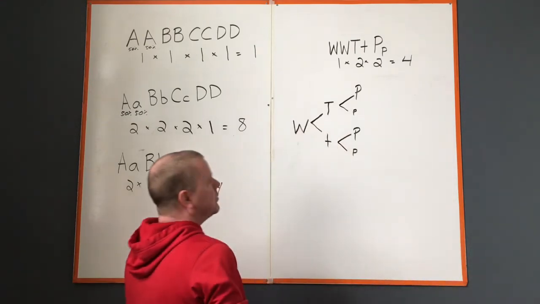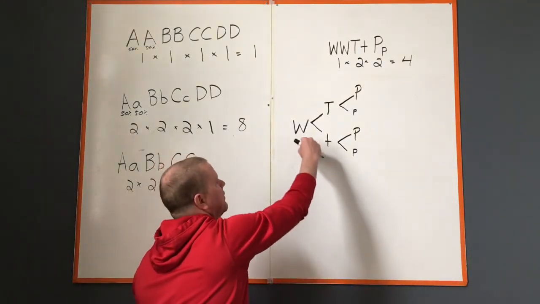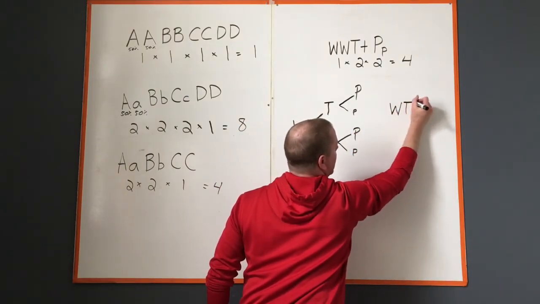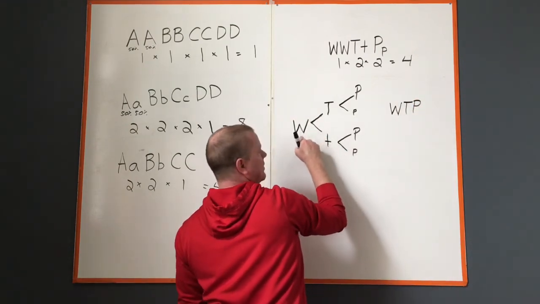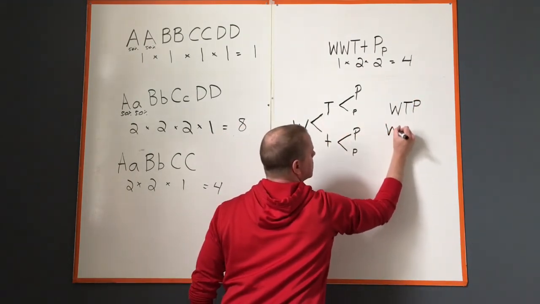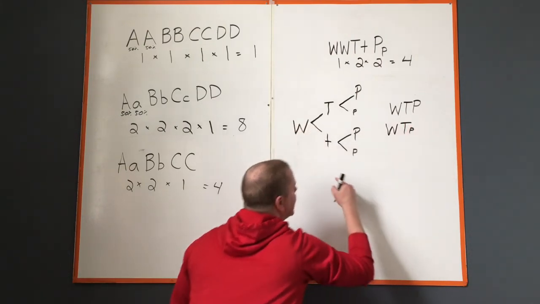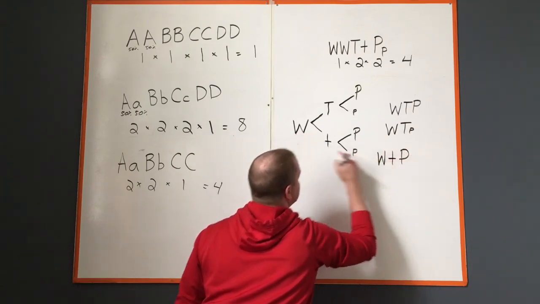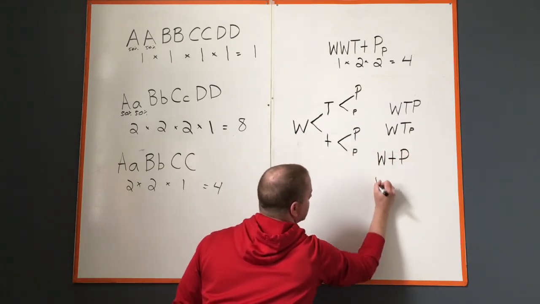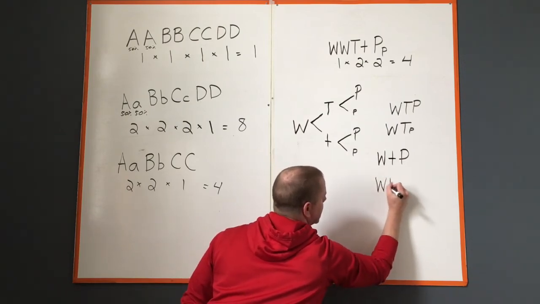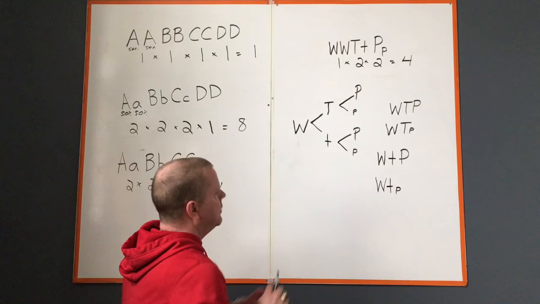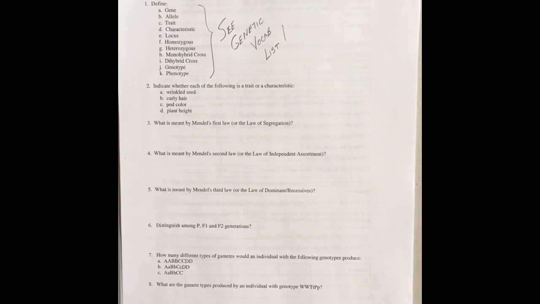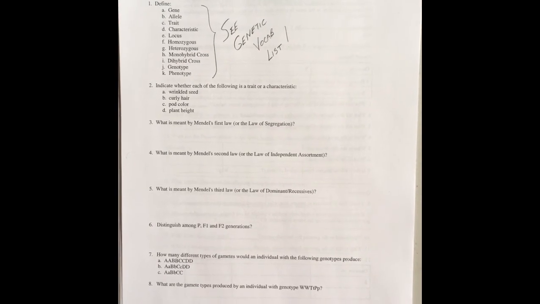And then what happens is we just trace along what we see. So across the top, big W, big T, big P, that was one possibility of a sperm or an egg. We could also have big W, big T, little p. We could have big W, little t, big P, which is this one, or big W, little t, and little p. And those are your possibilities for that. And that's gamete combinations.